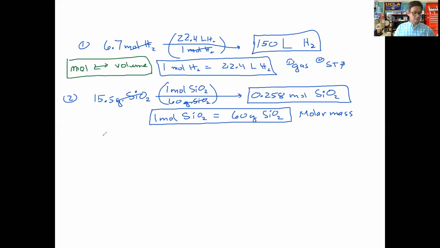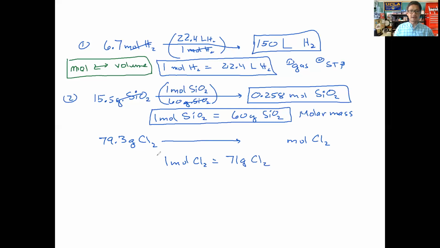All right, so if you take a look at the second problem, it is also a mass to moles conversion. This time we have 79.3 grams. This time the substance is diatomic chlorine, and we're going to solve for the moles of chlorine. So we need the molar mass of chlorine, which is the mass equivalent to 1 mole of chlorine. That would be 71 grams, again just adding together 2 chlorine atoms. That's the molar mass of chlorine.